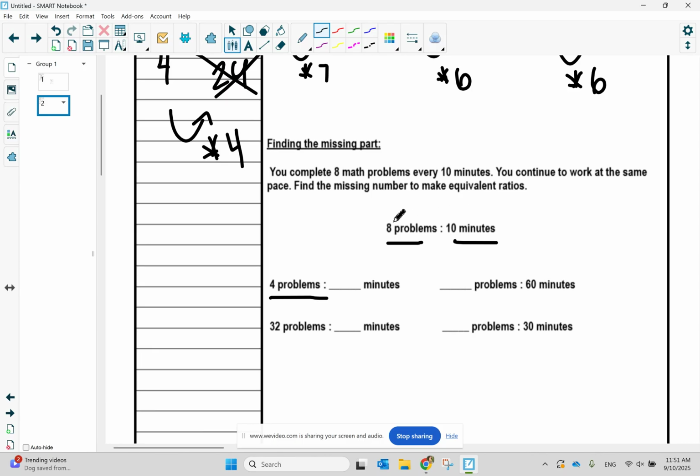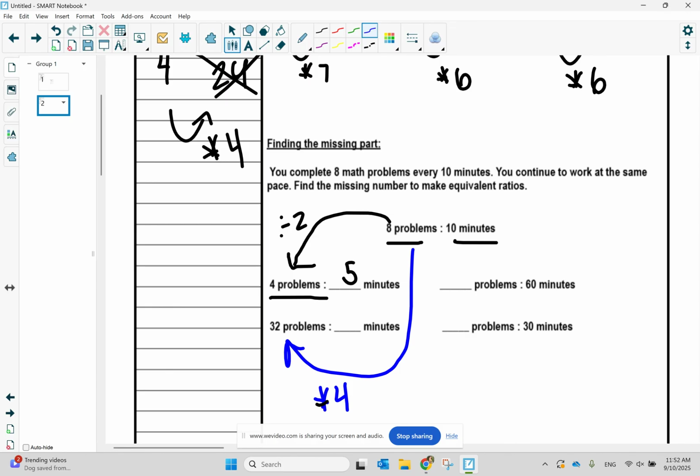So if I'm going from 8 problems to 4 problems, I'm dividing by 2. Remember, you have to multiply or divide. You cannot add or subtract. Therefore, I would do 10 divided by 2 to get 5 minutes. So an equivalent ratio would be 4 problems in 5 minutes. Okay. Then I'm going from 8 problems to 32 problems. In order to go from 8 problems to 32 problems, I have to multiply times 4. So now I have to do the same thing with the 10 minutes and do times 4 to get 40 minutes.